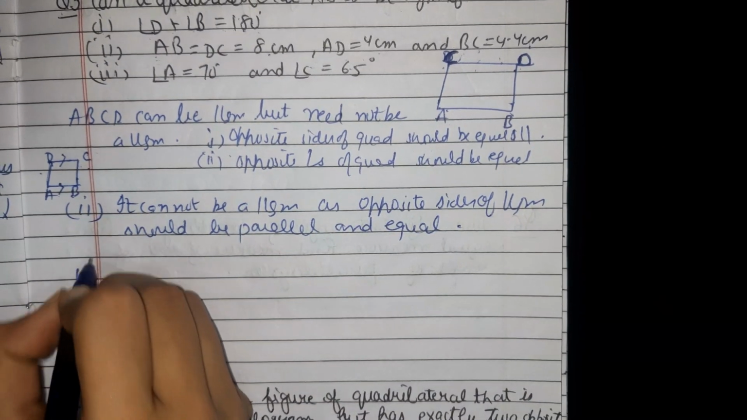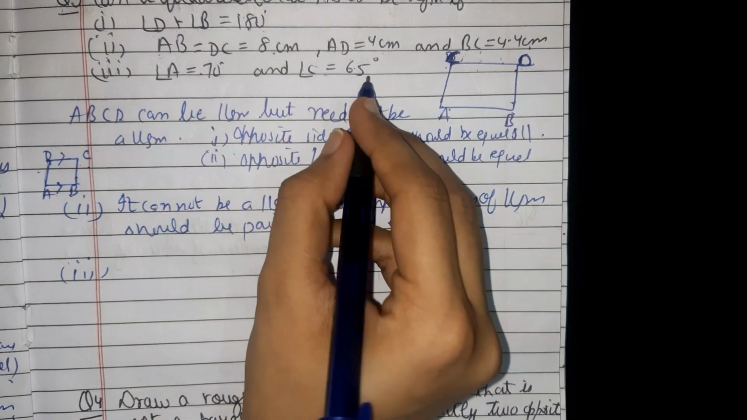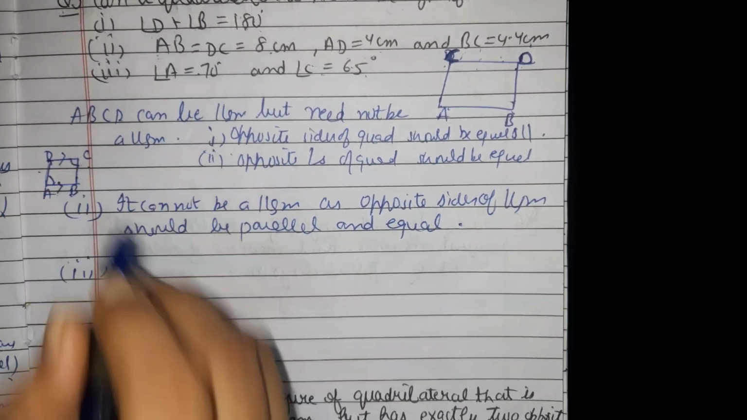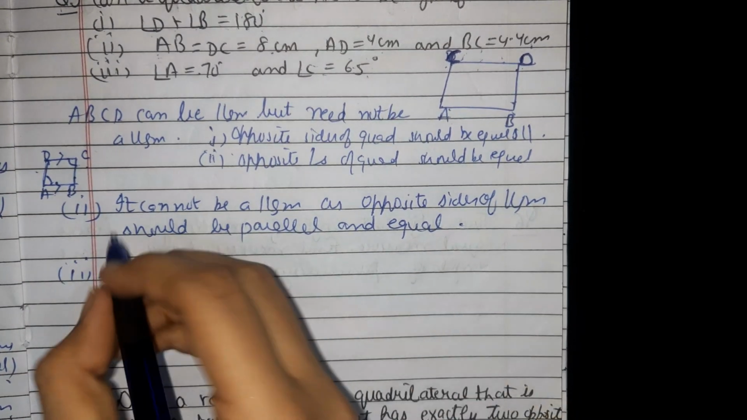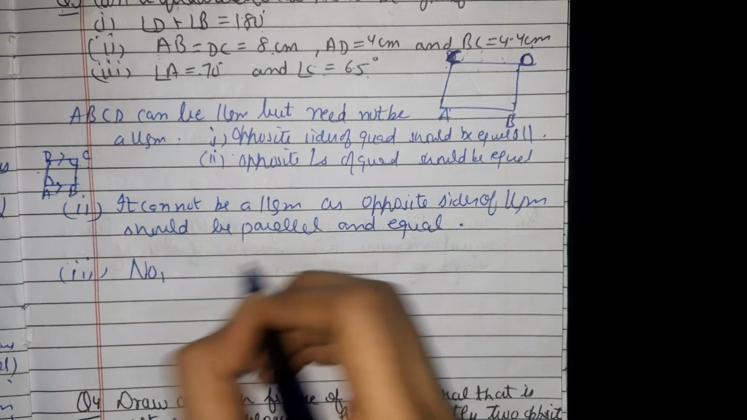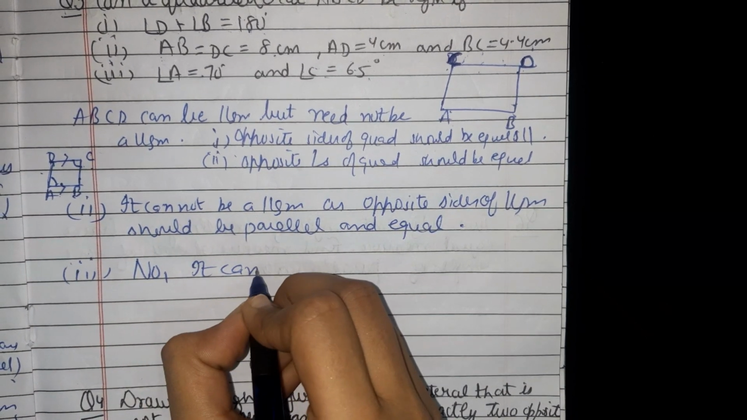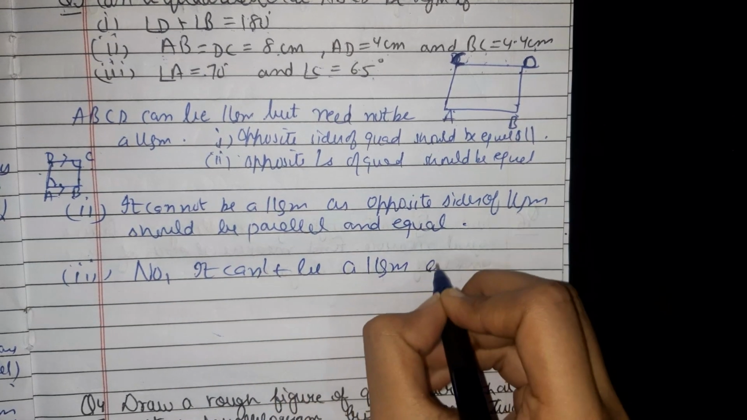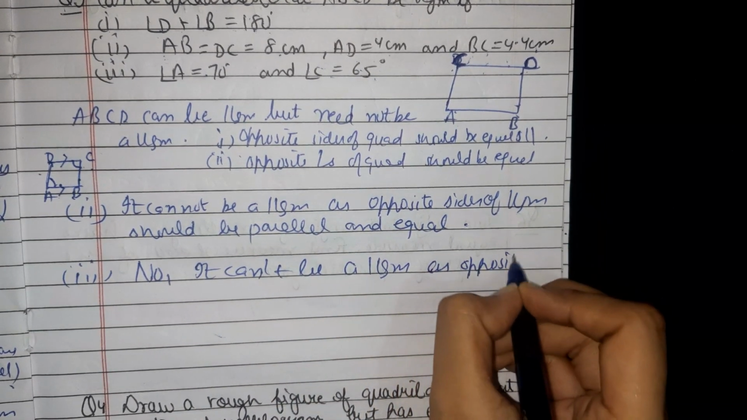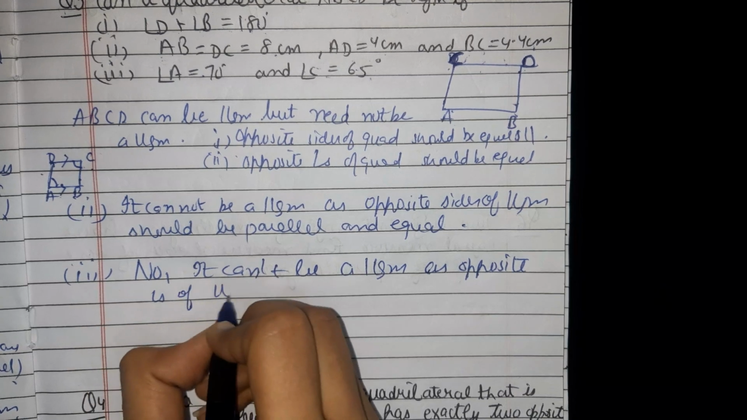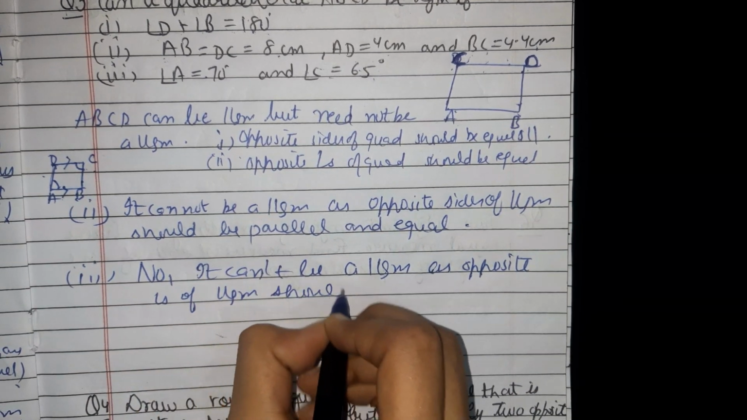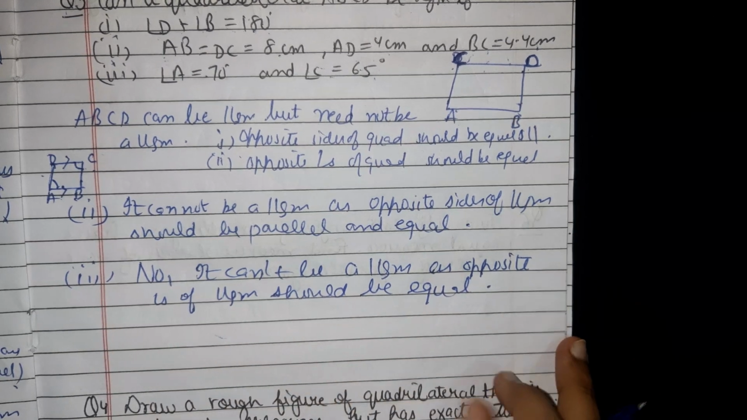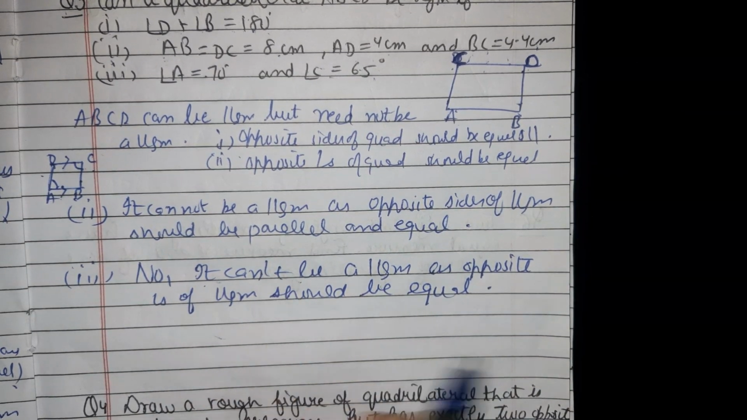Then the third part, angle A 70 degrees, angle C 65 degrees. Can it be a parallelogram? No, it cannot be a parallelogram. You can write the same thing: no, it can't be a parallelogram, as the opposite angles of a parallelogram should be equal. That is the reason it can't be a parallelogram.